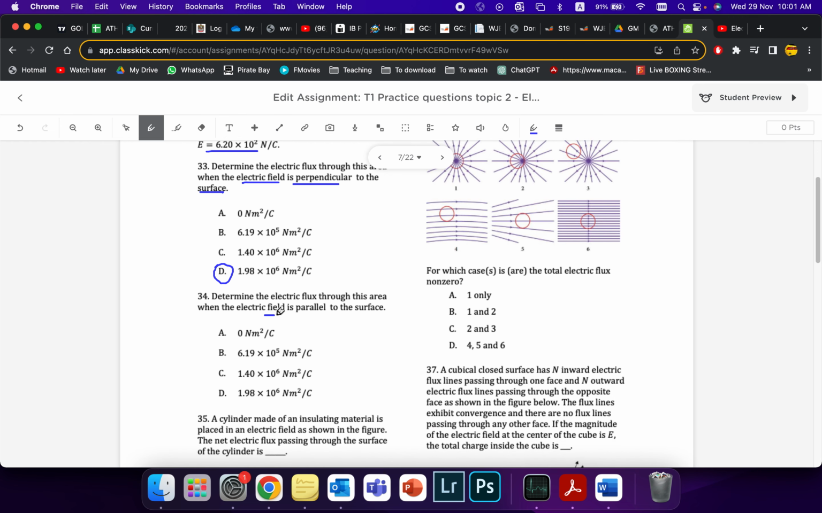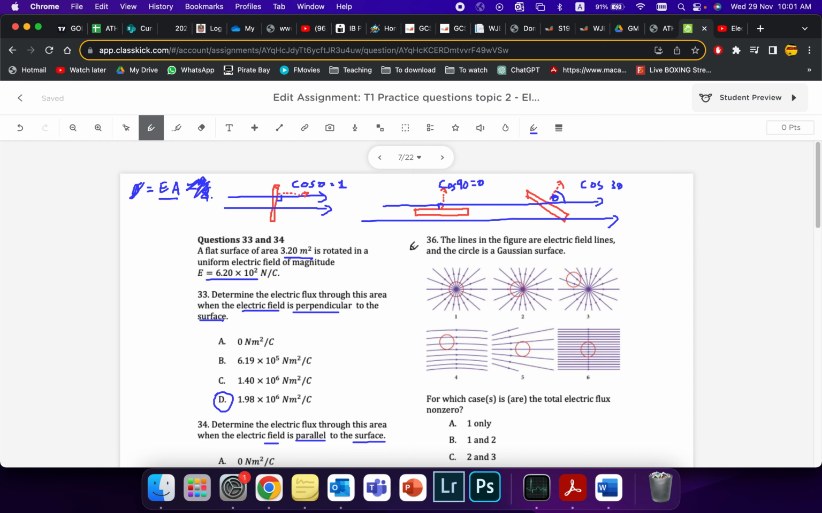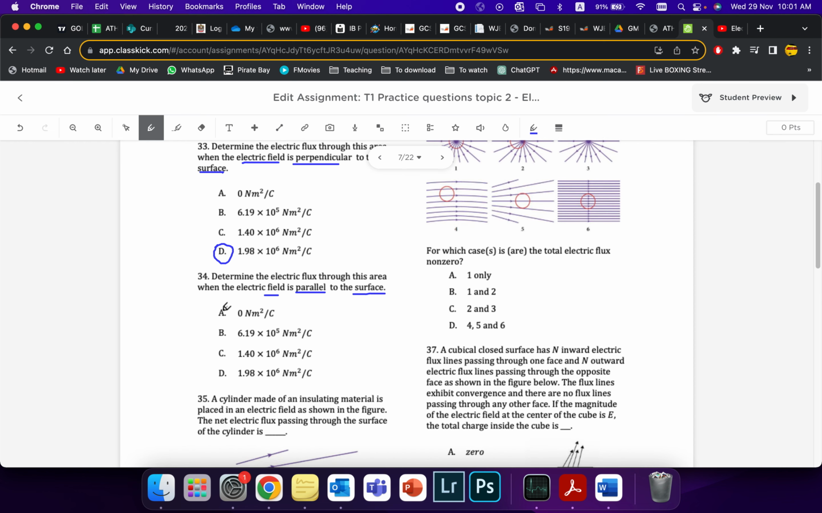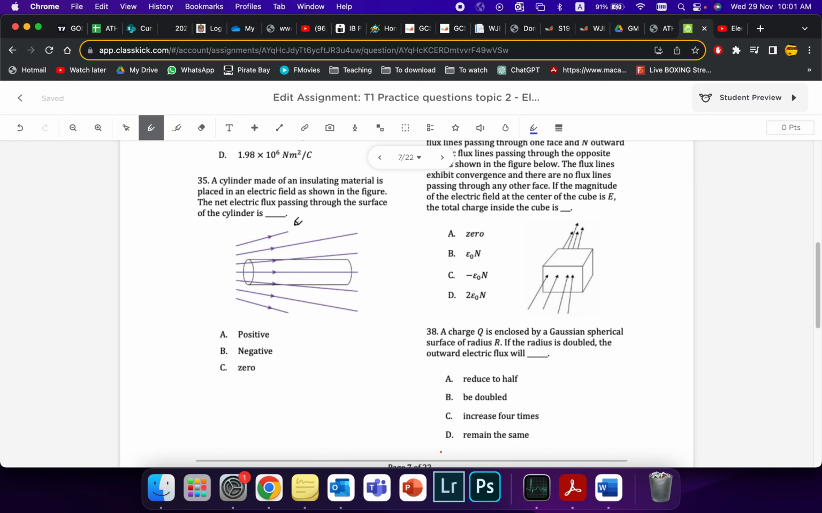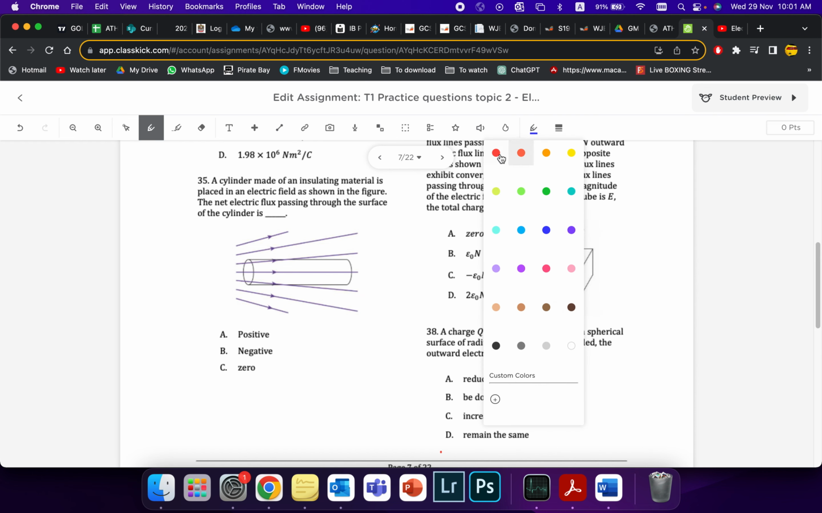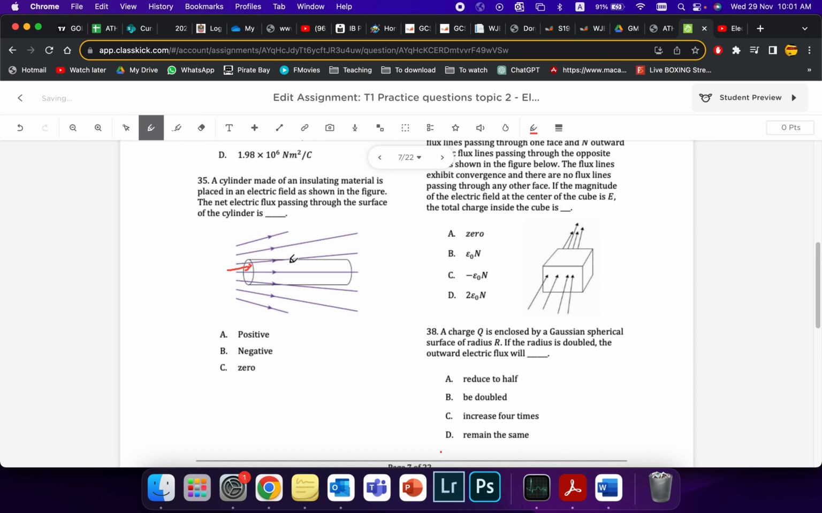It says the field is parallel to the surface. The field is running parallel to the surface. That is cos 90, which is 0. No need to calculate anything. It'll just be 0. Okay. A cylinder is like this. The net flux, the total flux passing through. So it's coming in and out.